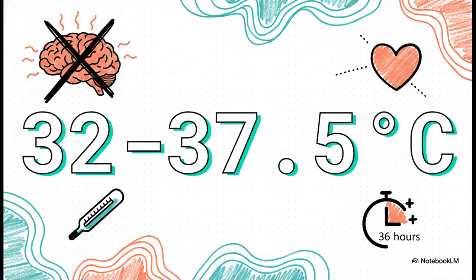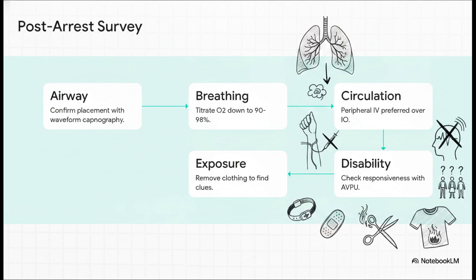already injured. Let's see how this all builds into our ABCDE primary survey for post-arrest. For airway, we secure it using waveform capnography. For breathing, we're actually titrating oxygen down to 90 to 98%, because giving too much oxygen causes real harm. Circulation, here's a huge 2025 shift. A peripheral IV is now officially preferred over an IO line.